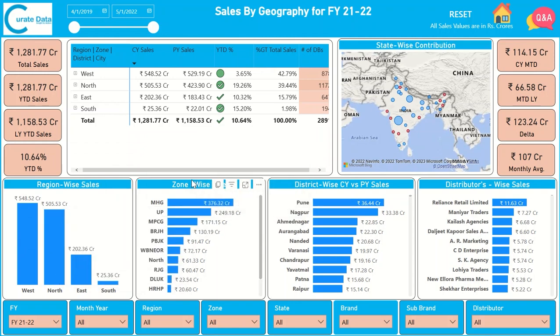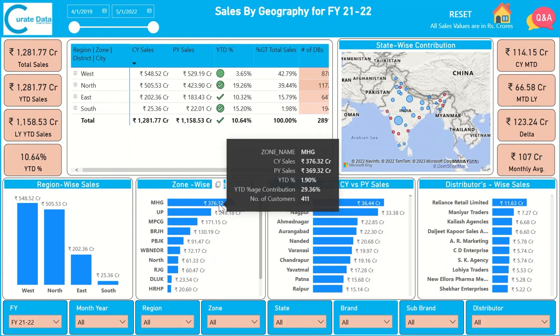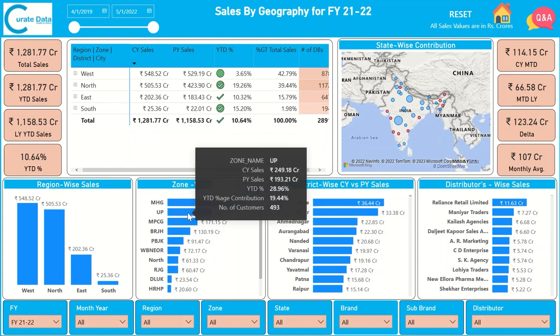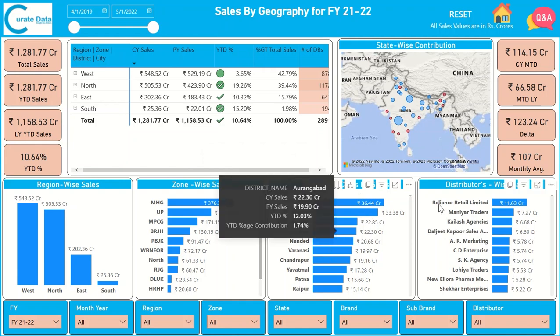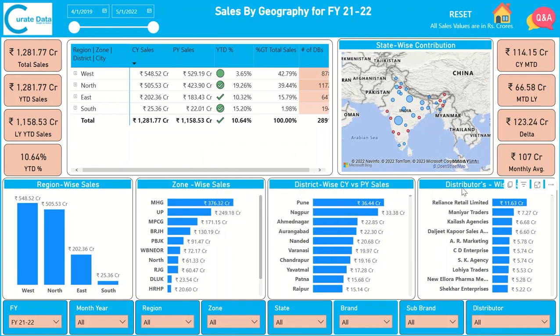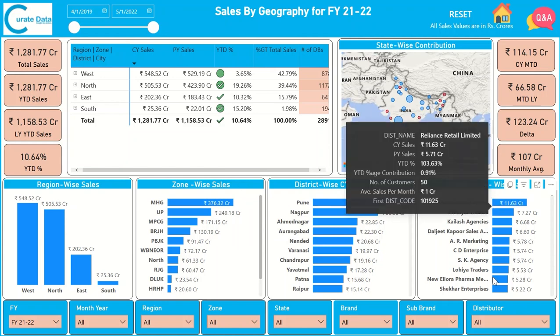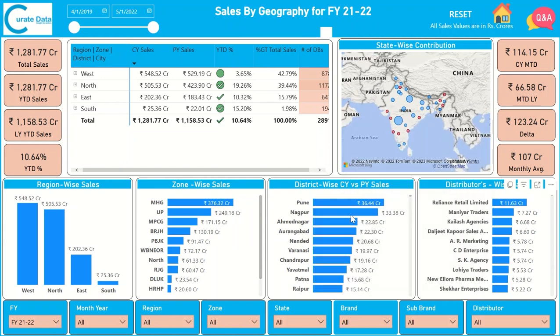Then if you go towards zone, you can see Maharashtra is contributing 376 CR, right? Then UP is the second highest contributor. If you come towards the right, there is a district level analysis. In the rightmost, there is a distributor wise sales analysis, right? So this is how you can analyze.